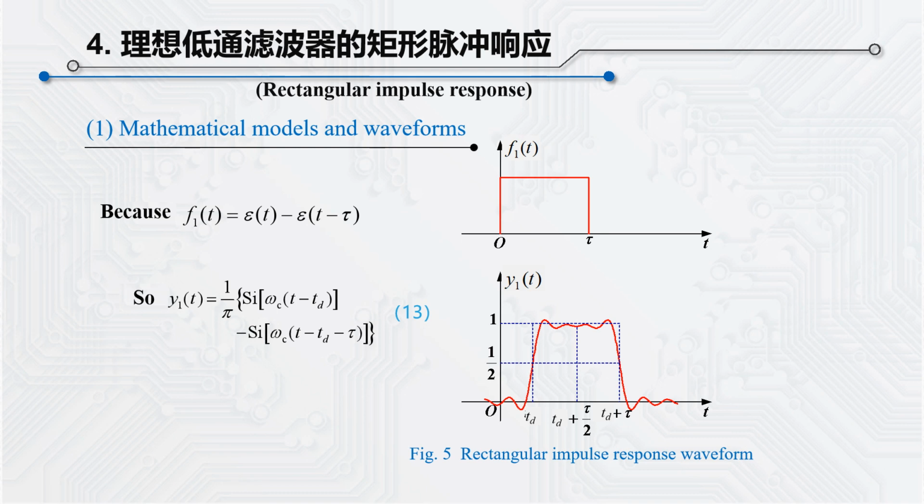Let's look at the rectangular impulse response of an ideal low-pass filter. The analysis process and its step response are completely similar. I only give you its specific result. This is its input signal. It is a rectangular pulse. The width of this pulse is tau, and its output y1(t) is denoted by Formula 3. This is the time domain waveform of the rectangular pulse response. Obviously, there is also distortion between its input and output.